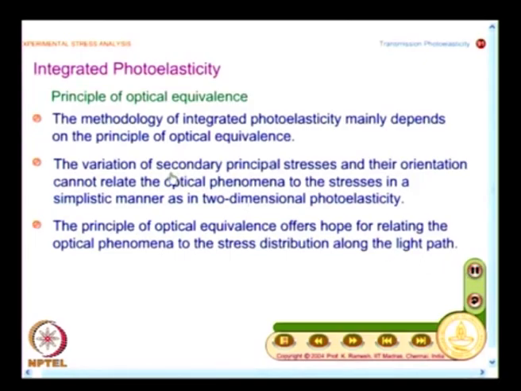And we have already seen that there is a variation of secondary principal stresses and also their orientation, and that is the reason why you are not able to interpret by using simple concepts of 2-dimensional photoelasticity unless you slice them. Suppose I want to see the model as a whole, the principle of optical equivalence offers a hope. So, here I need to determine the stress distribution along the light path. You are not looking at stress components on a particular plane, but stress components variation along the light path.